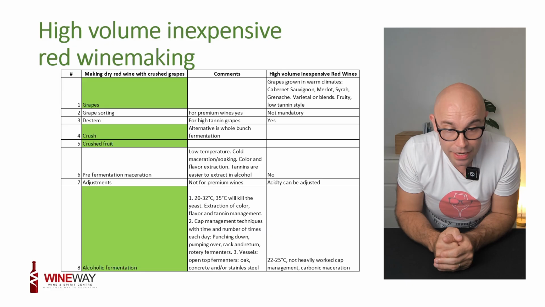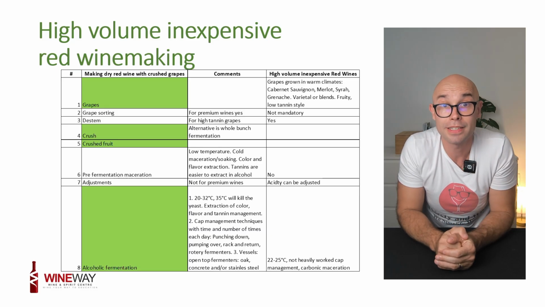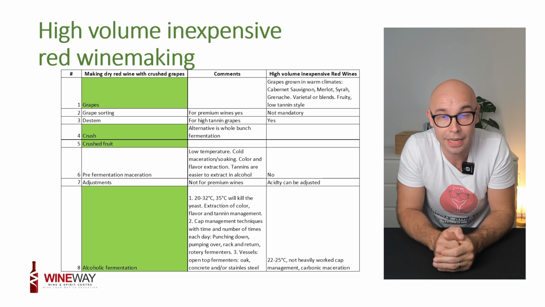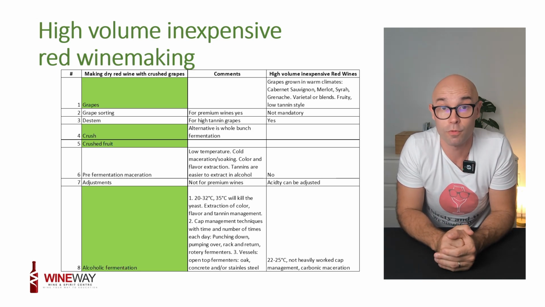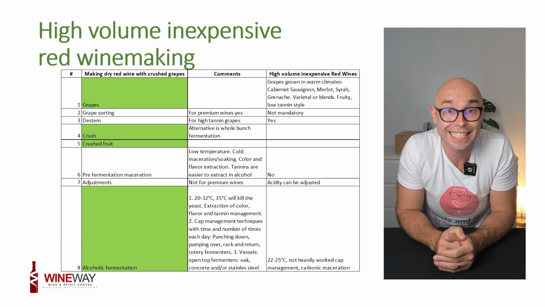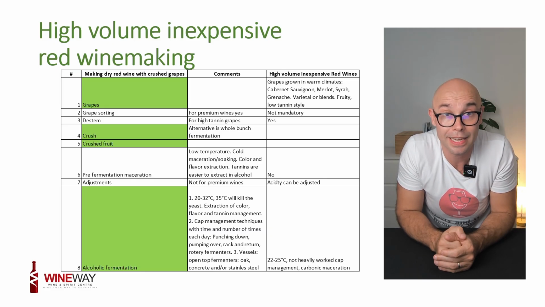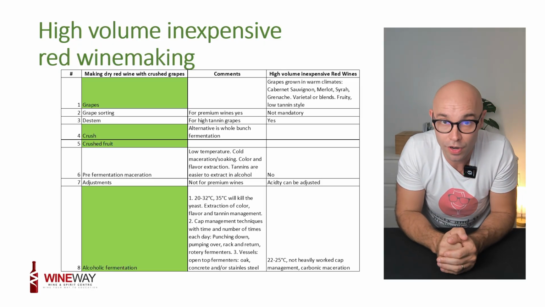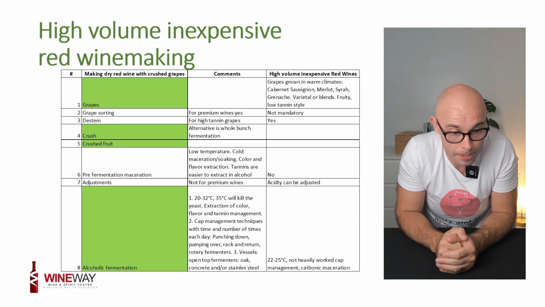Pre-fermentation maturation, no for inexpensive wines. Adjustments for inexpensive wines, yes. Usually inexpensive wines, like I mentioned in the beginning, are going to come from warm climates, and usually acidity is what is going to be adjusted. So they're going to be adding tartaric acid to give a little bit more freshness to these wines.